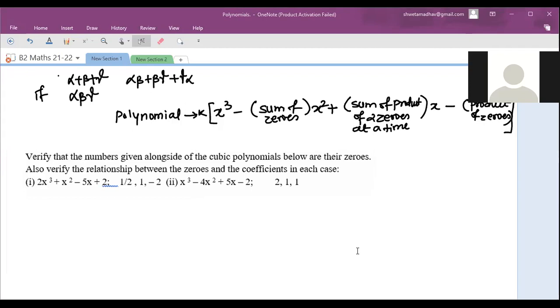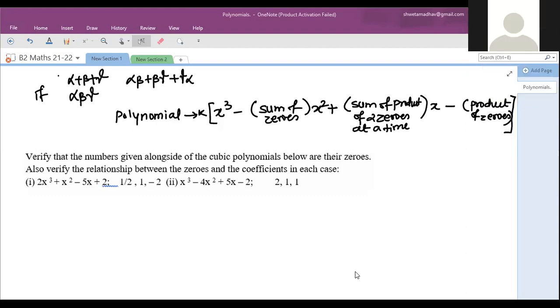Ma'am, the 50th answer is x cube minus 19x square plus 42x minus 196. Which question? 50. Ma'am, it's x cube minus 2x square minus 7x plus 14, right? Yes. They have not given alpha, beta, gamma values. They have given the sum of the zeros is 2. Ma'am, 51st is c by a, right? Yeah.